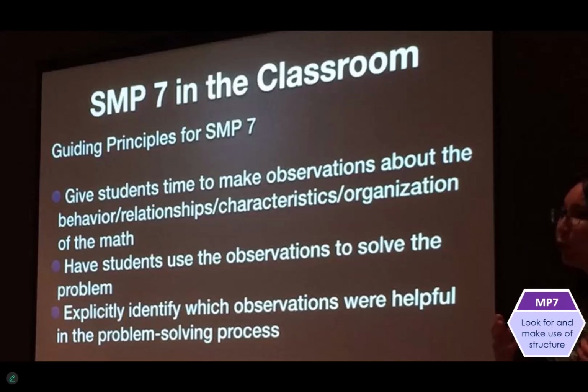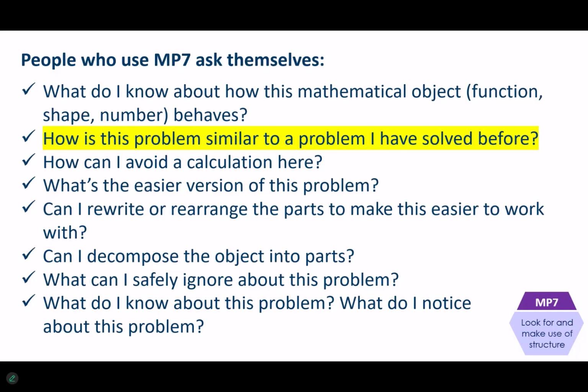So, MP7 in the classroom: give students a chance, give them the time. That's probably the time in that first bullet point. Pause, be silent, give them private think time to make observations about the behavior of math, the structure of math, the patterns, the characteristics, how it's organized, and then have them use those observations to solve problems. And then you, the teacher, identify which observations they made initially that were really helpful in the problem solving process. Help them become more efficient.